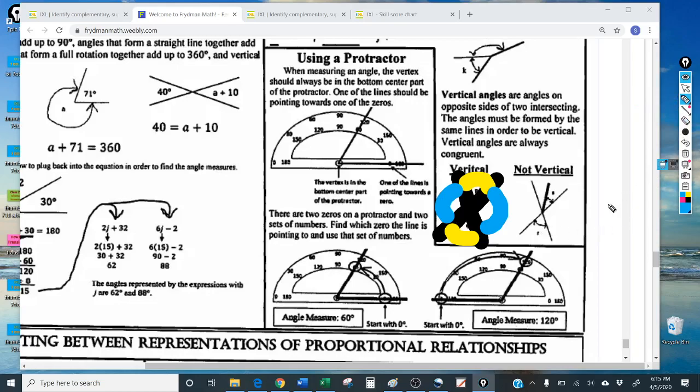Now if we look over here at these other angles, which I called S and R, these angles are actually not vertical. Angle R was formed by this line and this line, but angle S, although it shares this line with angle R, was formed by these two lines, this line and this line. So it was not formed by the same two lines as angle R. Even though angle S and angle R look like they're on opposite sides from each other, they are not considered vertical angles.